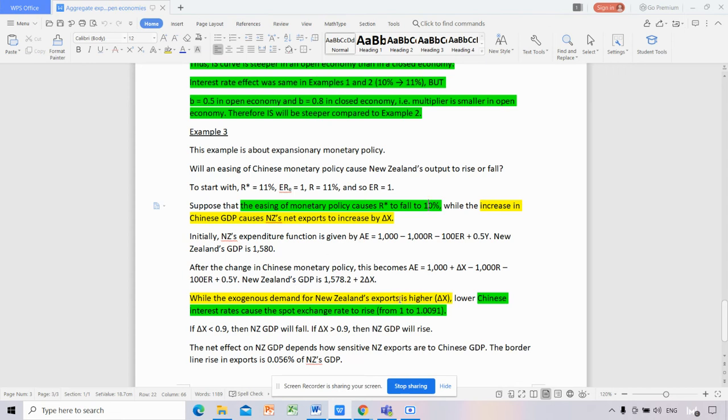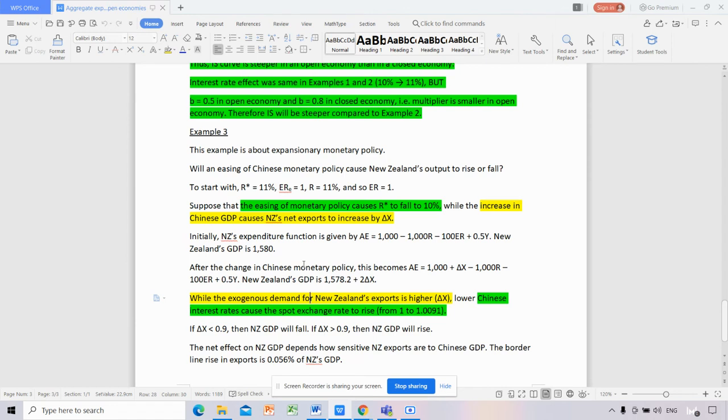So in other words, it's a positive effect on New Zealand, a better effect on New Zealand exports. But at the same time, the decrease in interest rate in China causes depreciation of the Chinese currency and appreciation of the New Zealand currency. So it's a negative effect on New Zealand income. So you see, there are two opposing effects. There will be greater demand for New Zealand exports, but at the same time there will be appreciation of the New Zealand currency and its negative effect on New Zealand exports, on New Zealand income.